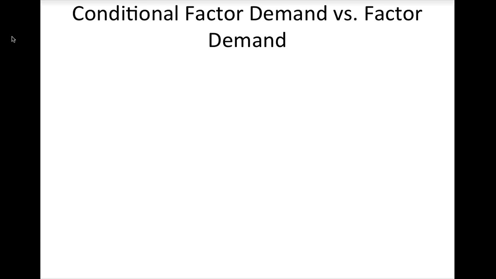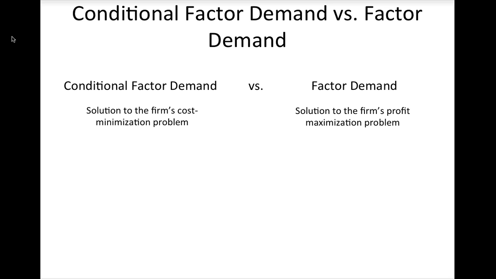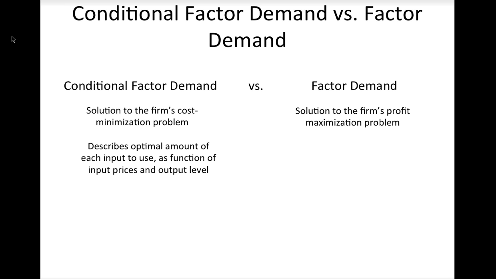What is the difference between the conditional factor demand functions that we derived from the firm's cost minimization problem and the factor demand functions that we derived from the firm's profit maximization problem? The conditional factor demand describes the optimal amount of each input that the firm should use as a function of both input prices and the quantity of output that the firm wants to produce.